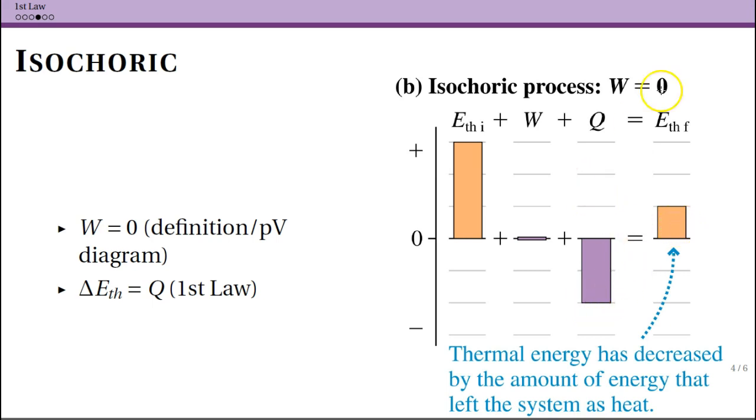If we've added heat, we've increased our thermal energy. In this case, heat is negative. We've taken energy from our system to the environment, so our final thermal energy is less than our initial thermal energy. This would tell you that our final temperature is less than our initial temperature.